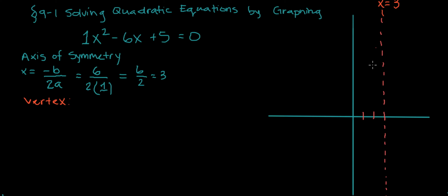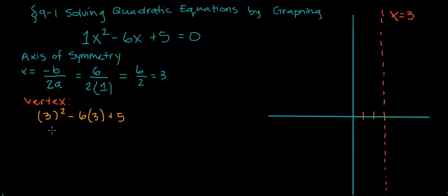Since the vertex is actually on that line, and that line is x equals 3, we're going to take the 3 and plug it in to find where it's going to be as far as its height's concerned. All right, so I'm going to take the 3 and plug it in. So we have 3 to the power of 2, minus 6 times 3, plus 5. And that's just right here. All I'm doing is taking that x and turning it into 3.